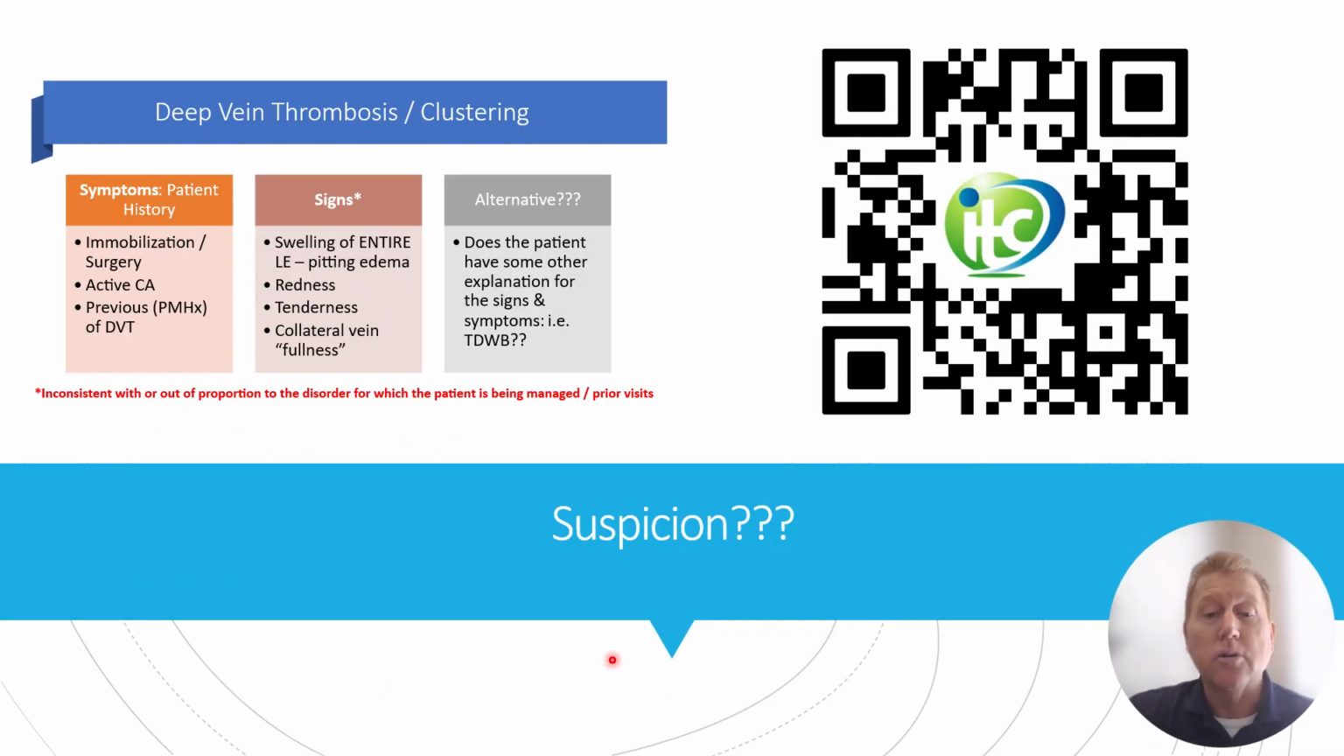So what are we looking for if we're suspecting a DVT? You can use the QR code there to download the Wells criteria handout that I've put together, as well as just reviewing the slide and some of the symptoms here. We'll see that typically in the patient history, you'll have some type of immobilization or surgery or just a sedentary lifestyle.